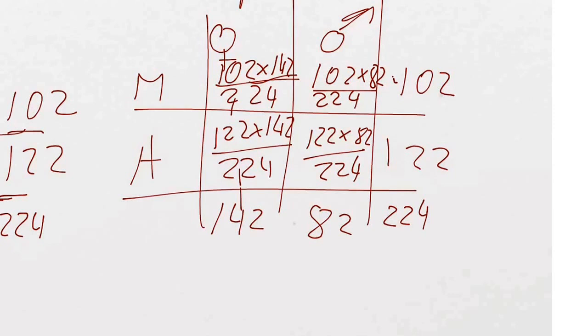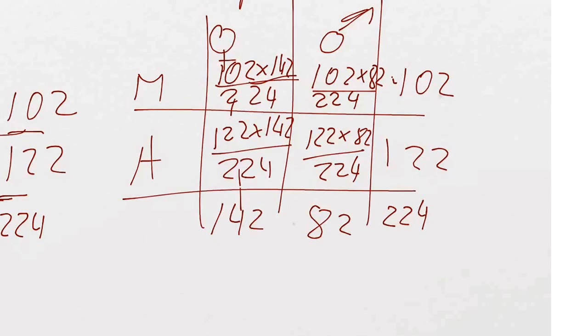Yeah? So again, what you do is, for the first one, 102, that's the total margin here, times this total margin, divided by the grand total of 224. And you can do that for each square. And that gives you the numbers that are expected in here.